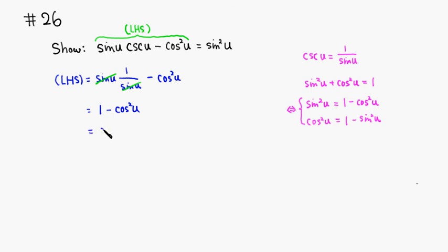So this is sine squared of u, which is the right hand side of the equation. This is the right hand side right here. So we established the identity since we started out with the left hand side and simplified it so that we get exactly the same thing as the right hand side. This establishes the identity. That's it. I hope that this was clear.